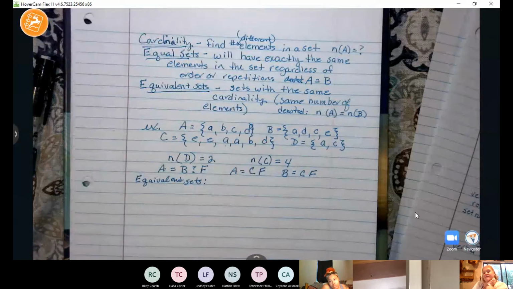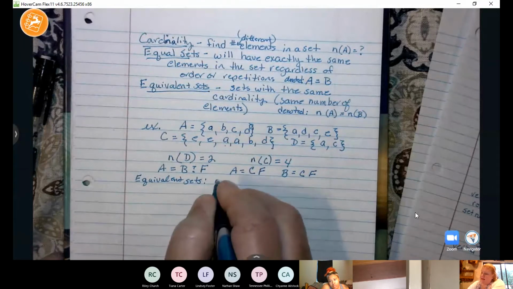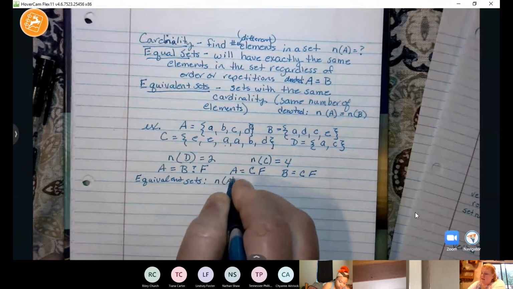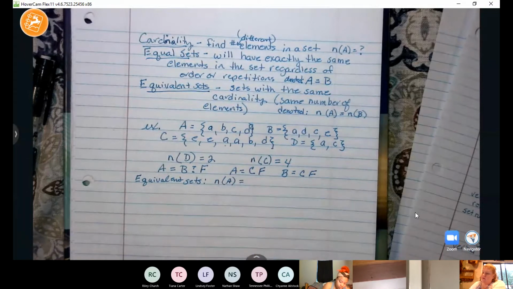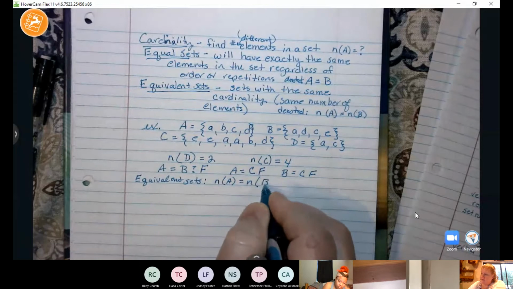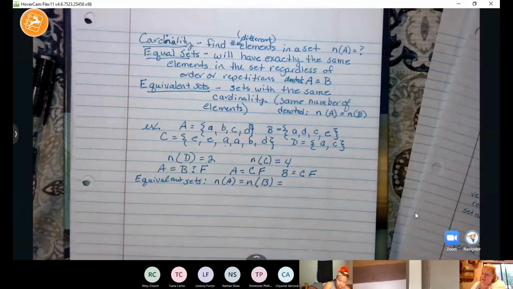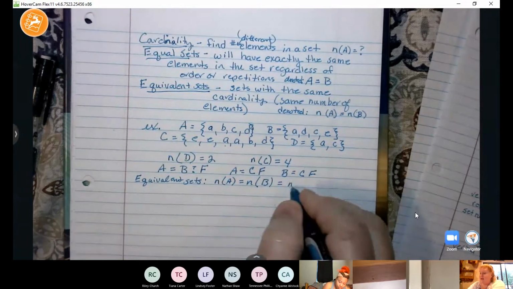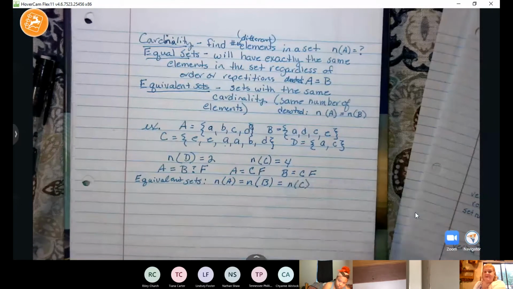That would be sets with the same number of elements. So the number of elements in set A is equal to the number of elements in set B, which is also equal to the number of elements in set C. So all 3 of those sets are equivalent sets.